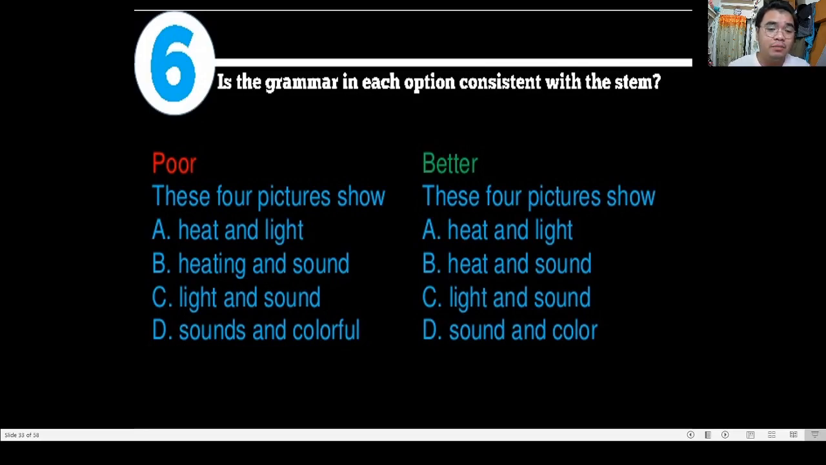So, magkakaiba yung options mo. Halimbawa, heat and light, tapos heating and sound. Heating is a verb. So if you're using a noun, then use nouns all throughout, okay? This one is a better version of the previous item. These 4 pictures show heat and light and sound, light and sound, sound and color. So, yun, isa din yan.